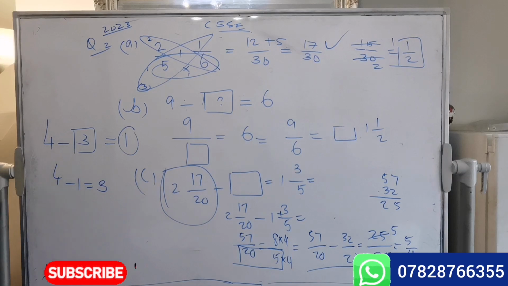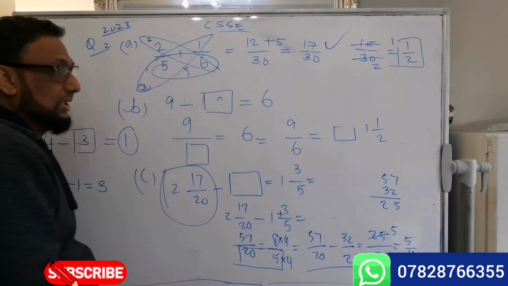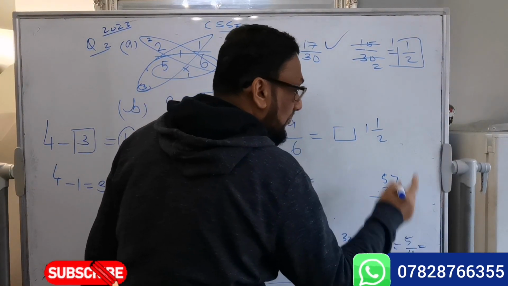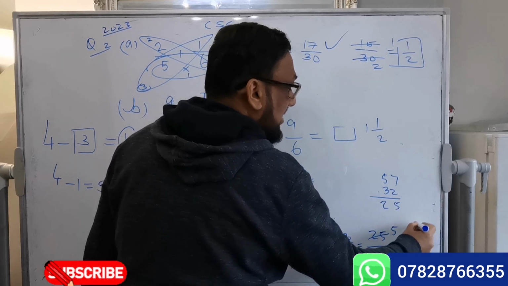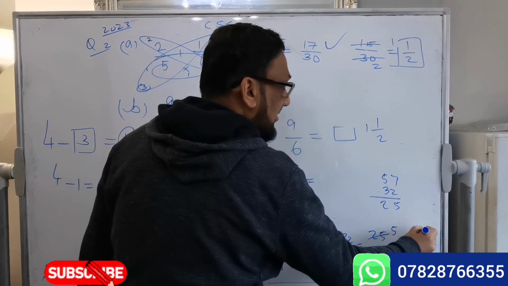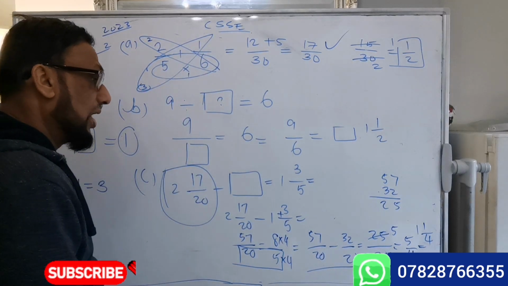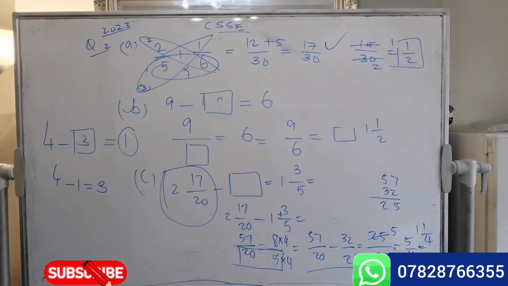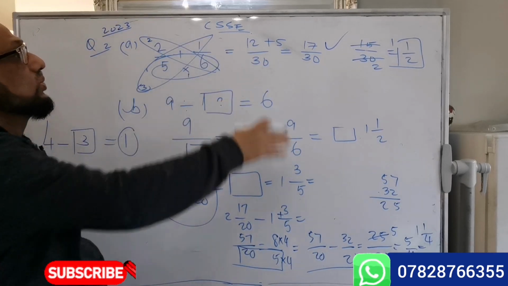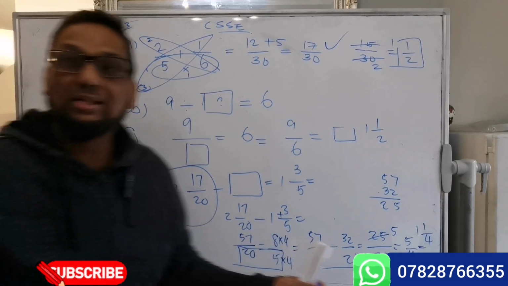But again, the numerator is higher than the denominator, so you need to convert to a mixed number. It means 4 times 1 is 4, and the remainder is 1. So your answer is 1 whole and 1 over 4. So these are the questions for the CSE 2023. So that's it for today.